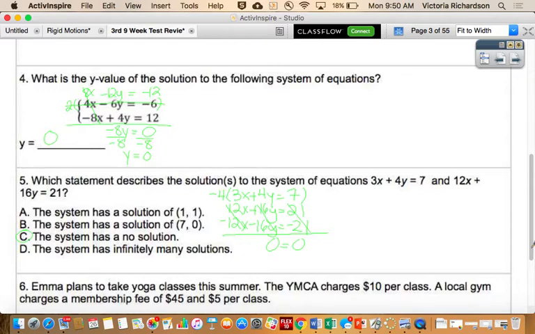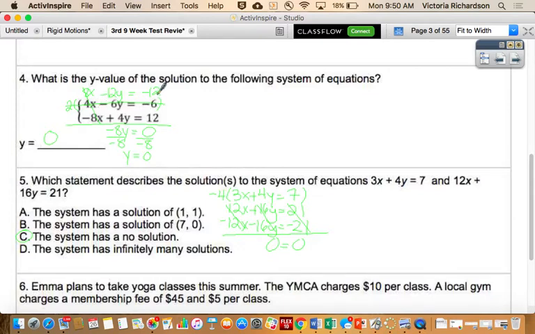So in our original equation, we had a positive 4 and a negative 8. I can change this positive 4 to a positive 8 by multiplying it by 2. But whatever I do to one part of the equation, I have to do to all parts. So I'm going to multiply this whole thing by 2. So 2 times 4x is 8x. 2 times negative 6y is negative 12y. And 2 times negative 6 is negative 12.